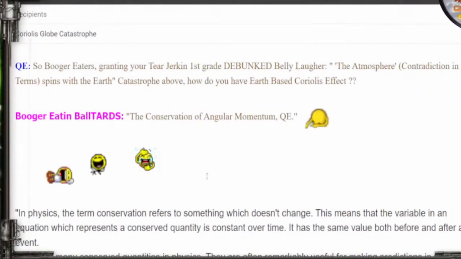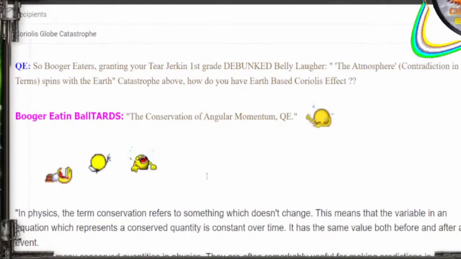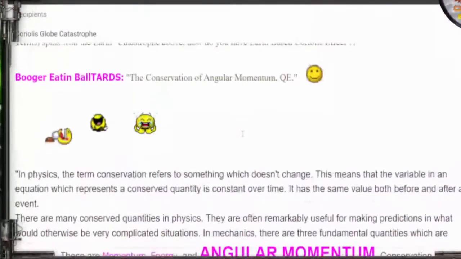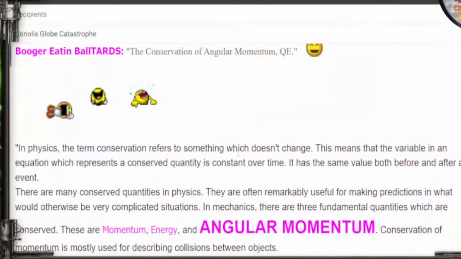How do you have Earth-based Coriolis effect? Guess what they say now? Everyone's heard them. Booger-eating Baltards, the conservation of angular momentum, QE. Thank you. I love that. You see, that's my kind of party. That's right.